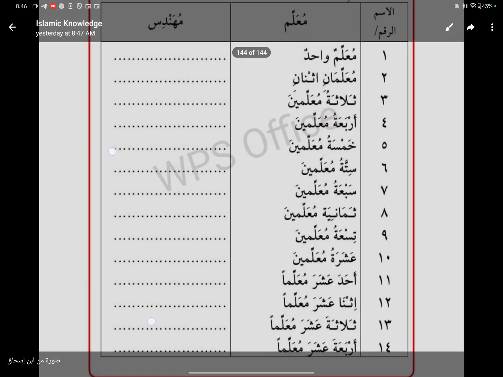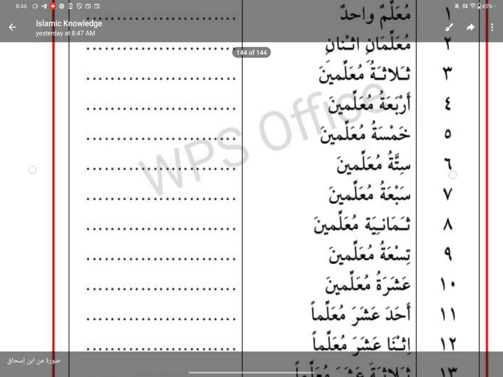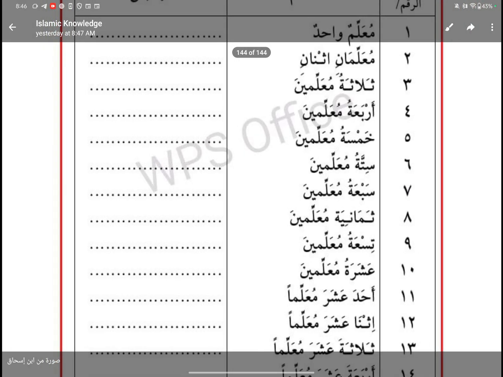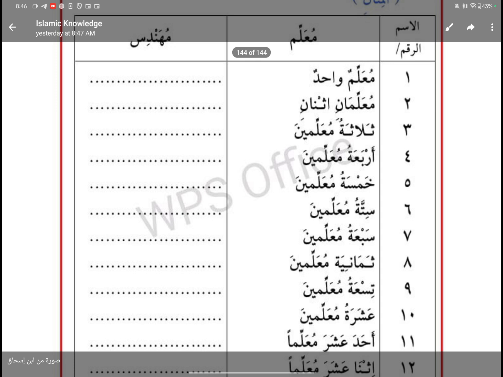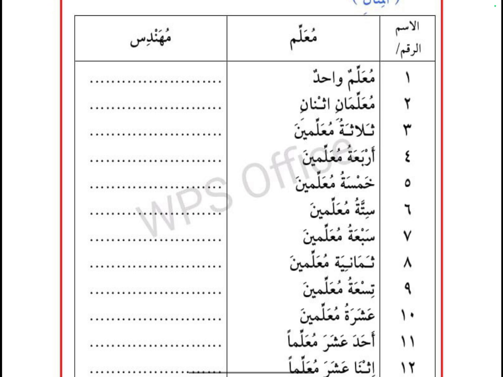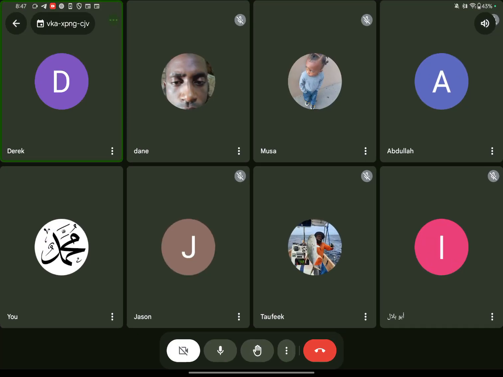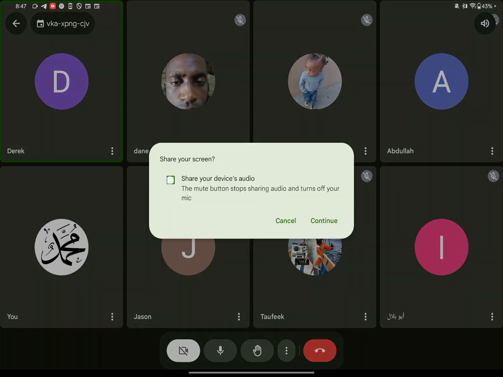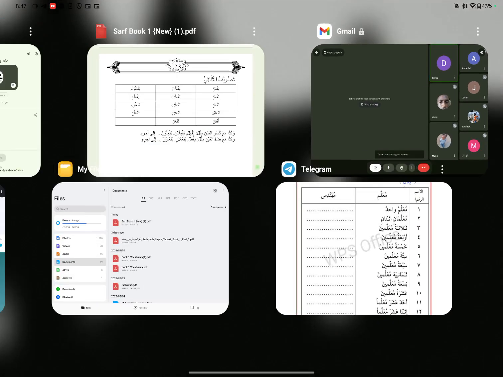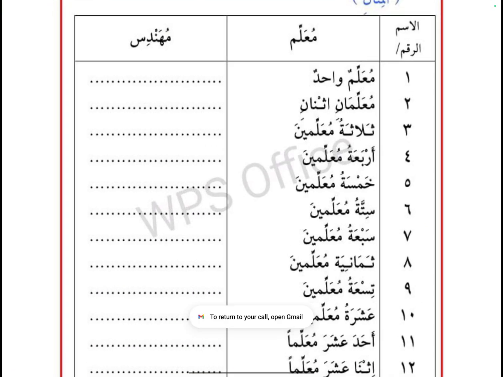So firstly, as we did yesterday we touched on numbers, right? So we have, for example, this word here, mu'allim, which is a male teacher. You have mu'allimun wahidun. Everybody see on my screen, right? Let's make sure before I go forward. Everybody can see? Alhamdulillah. Alright. Very good. So we have here mu'allimun wahidun, right? And we have mu'allimani ithnani, right?